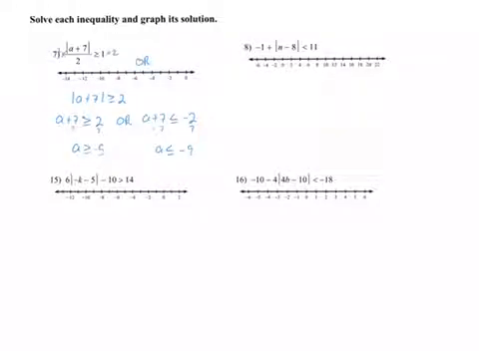So let's see here, negative 5 is going to be right here. Closed circle. A is bigger than that, so it's going to go that way. This other one, A is less than or equal to negative 9. Negative 9 is going to be here, and A is smaller than that, so it's going to go that way.